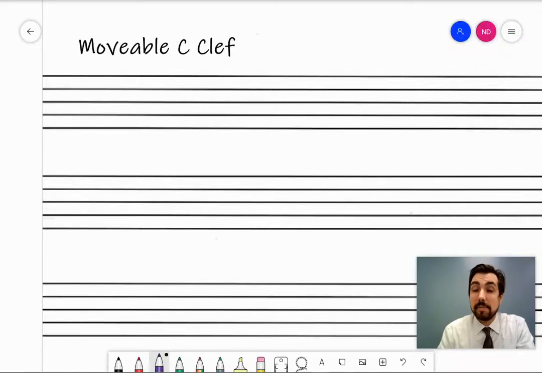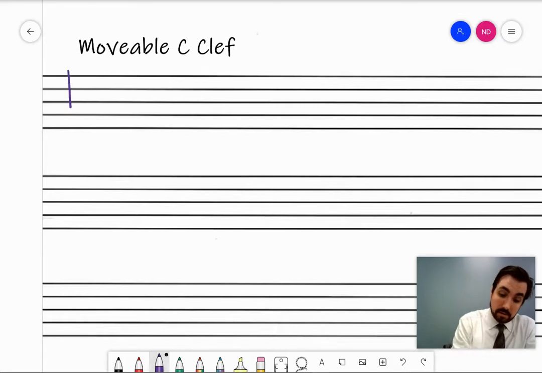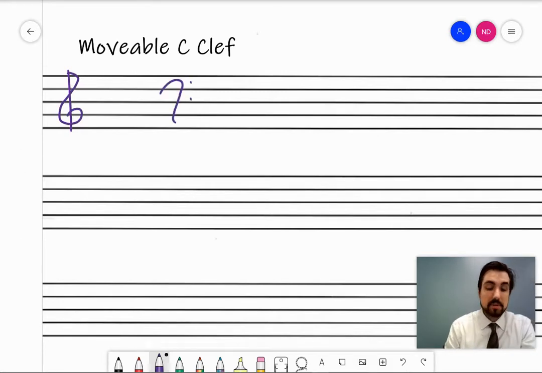Hi everyone, today we're going to be talking about the movable C clef. Remember that a clef is a symbol that is used to assign different notes to the lines and spaces of the staff. Up until now, I'm sure all of you are familiar with two clefs, the treble clef and the bass clef, but the treble clef and the bass clef go by other names.